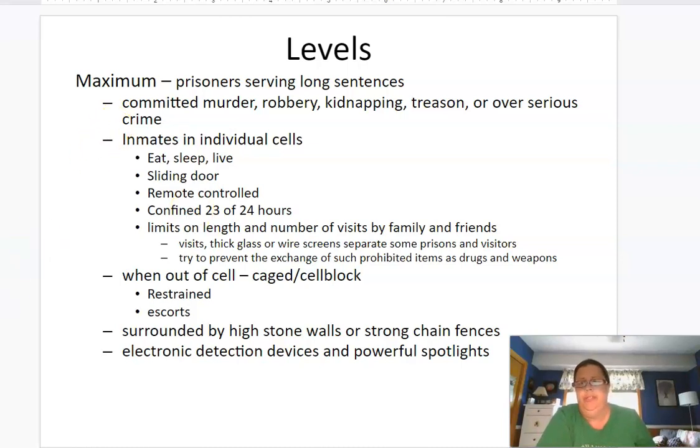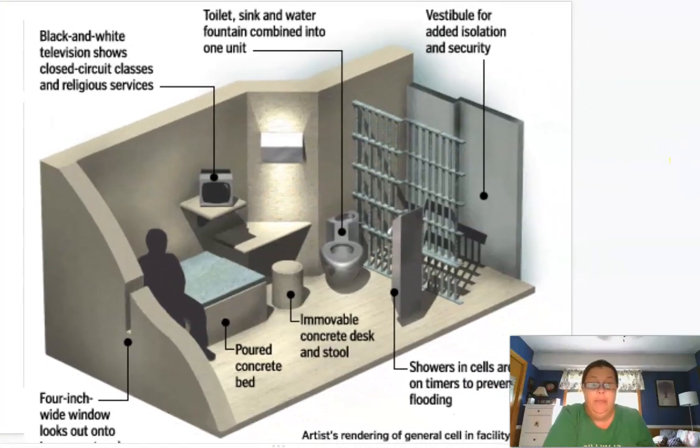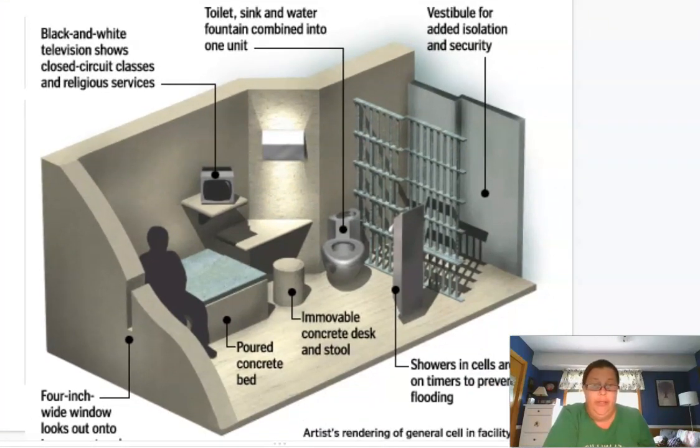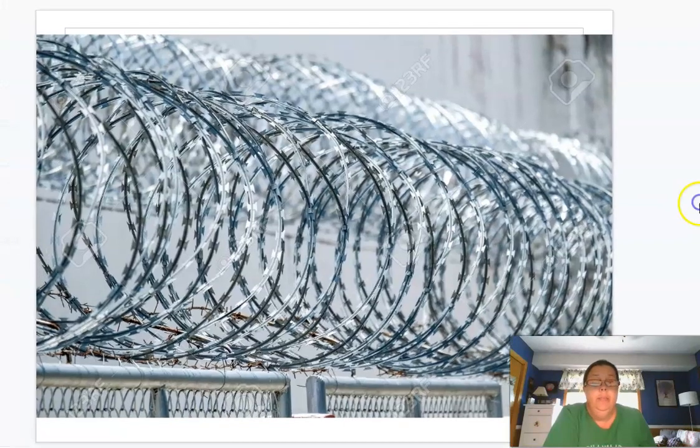So when you think of prison and you think of the tiny little cells where they're living, this is kind of what you're seeing. Oftentimes they are by themselves because they are the most dangerous, and having them with another inmate would not end well. These prisons are not only very secure, but in this case, you see the double razor wire.